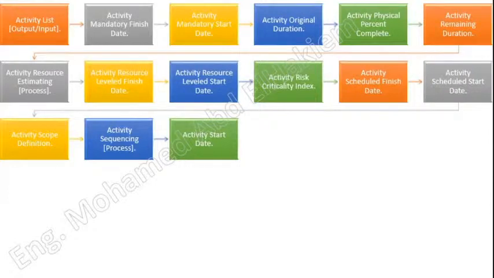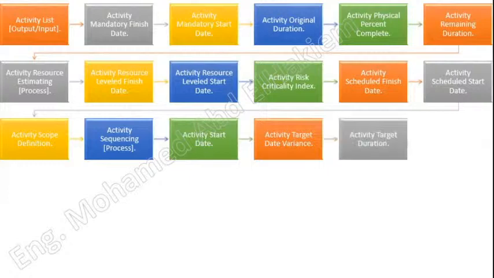See also start date. Activity target date variance. A quantifiable deviation, departure, or divergence away from a known activity target start date or activity target finish date. Activity target duration. The estimated total number of work periods in calendar units, needed to complete the schedule activity as determined by a specific project target schedule.